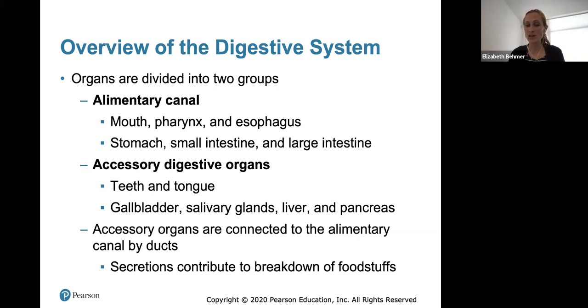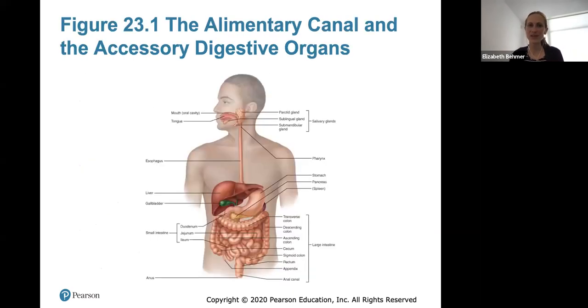The accessory organs are connected to the alimentary canal by ducts, and they will secrete different things into the alimentary canal to break down the different food. So you should know well the alimentary canal and the accessory digestive organs, and you can see them all shown here.